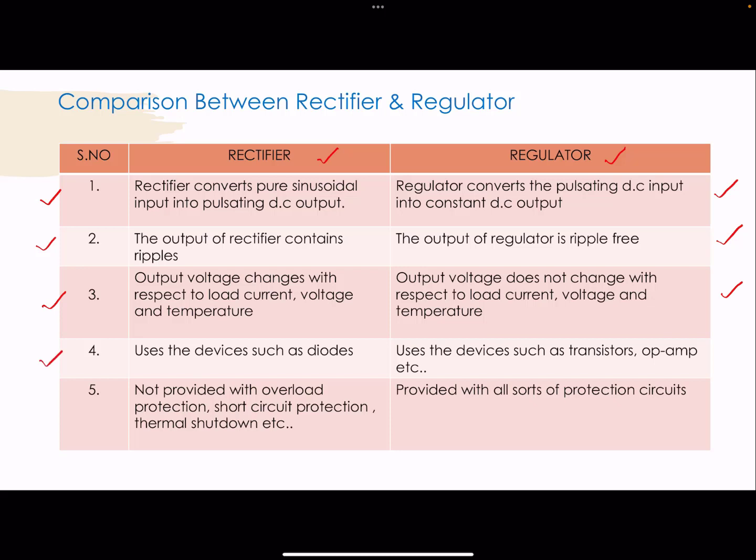The fourth point is, in the case of the rectifier, it uses devices such as diodes, whereas in the case of the regulator, it uses devices such as transistors, op amps, etc. The fifth point is, in the case of the rectifier, it is not provided with overload protection, short circuit protection, thermal shutdown, etc. But in the case of the regulator, it is provided with all sorts of protection circuits.